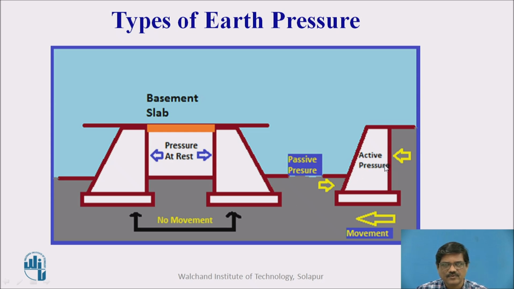Whereas, in the other type of structure on the right hand side, we can see that on the retaining wall the soil mass is exerting a pressure, and as a result of this we expect a slight movement of the retaining wall. If the retaining wall is moving away from the backfill, then that pressure we call an active pressure. On the opposite side, you can see the retaining wall is moving towards the backfill. This pressure we call passive pressure.